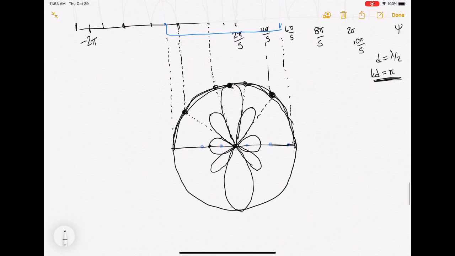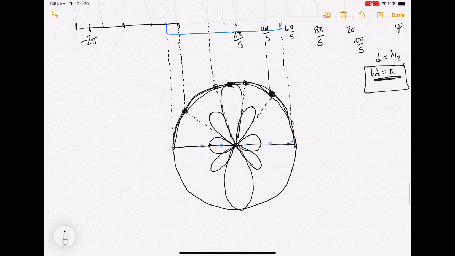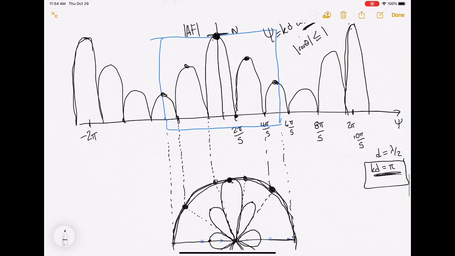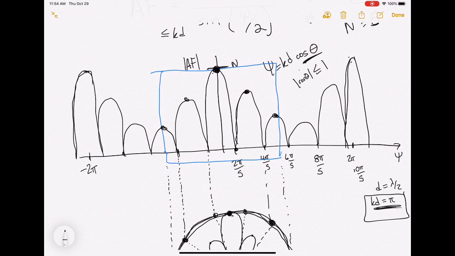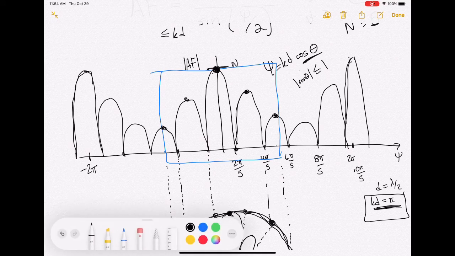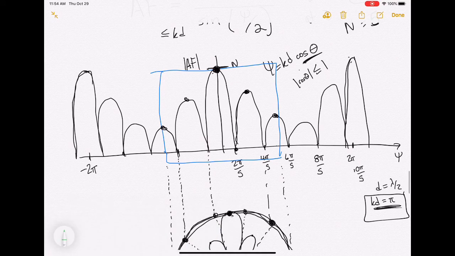If I choose a different value for KD, I can increase or decrease the radius of this circle. I'm going to go back up and draw the relevant rectangles on the Cartesian plot. So if I choose KD equals pi over 2, which would translate to a spacing between my elements of a quarter wavelength instead of a half, then I would only end up with this much of the rectangular plot inside my field of actually viewable angles.